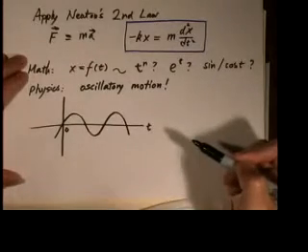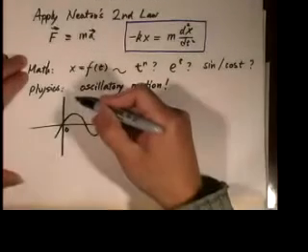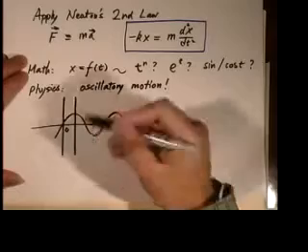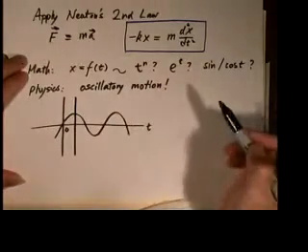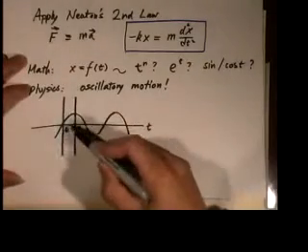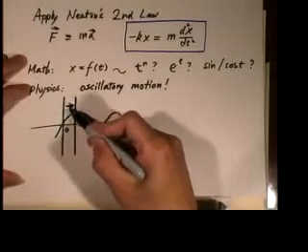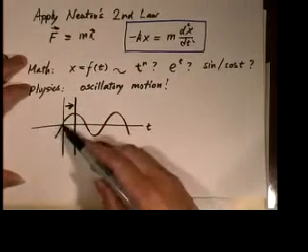Now, what about a cosine function? A cosine function starts from the maximum. So basically, I can change the sine function to a cosine function. All I have to do is move the origin of the t-axis from here to there.